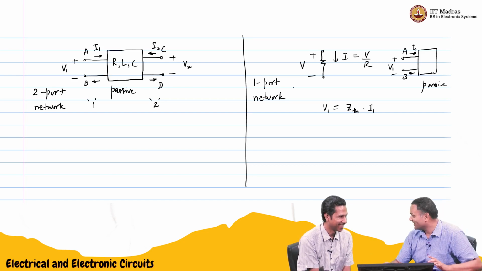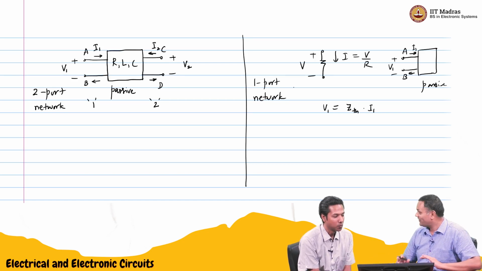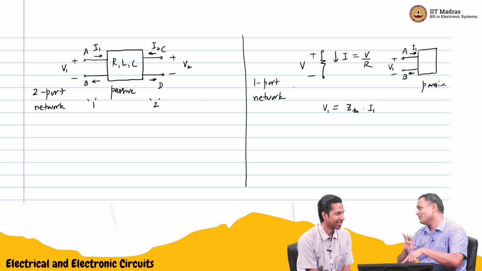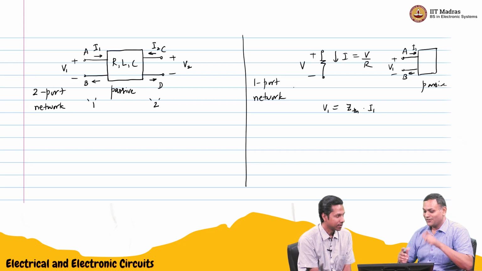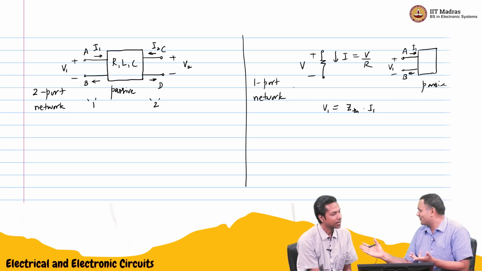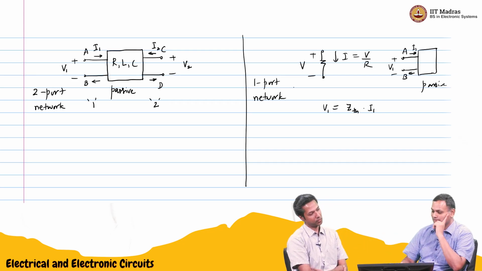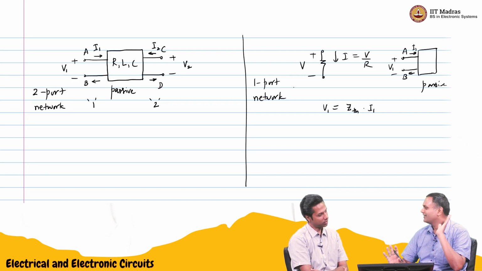Exactly. Even for Thevenin, what we did was we applied a V1 and measured the I1. So here, you don't know what is there in the network. It's like a black box. So we have to define things using V1, I1, V2, I2, and so on.